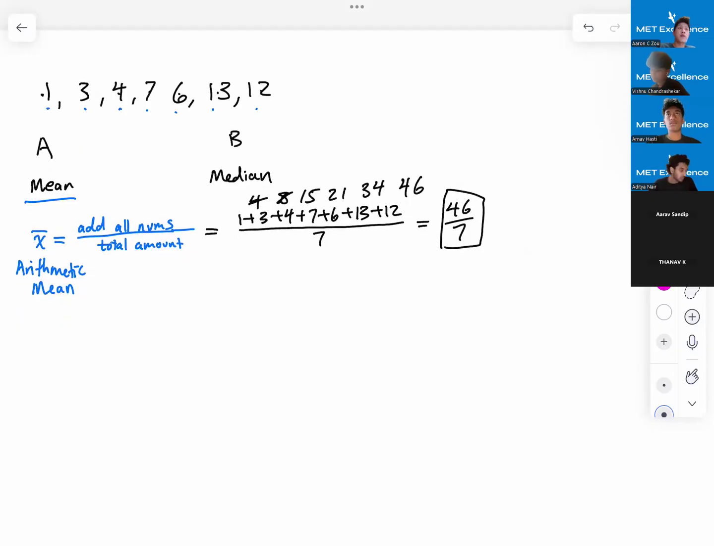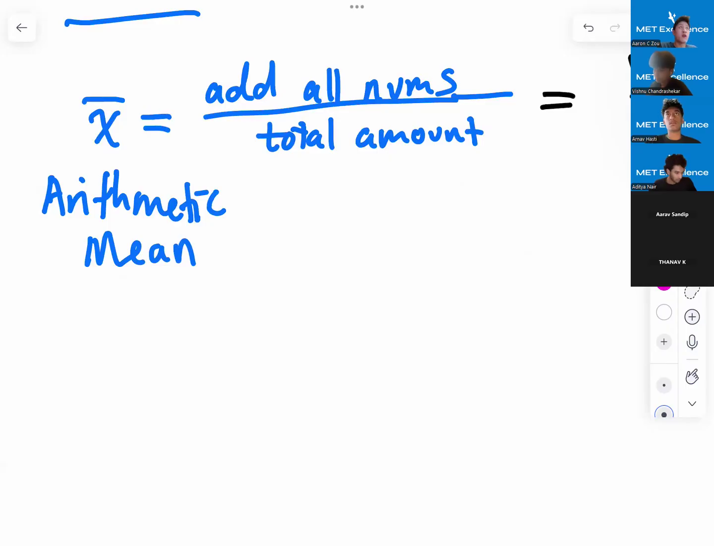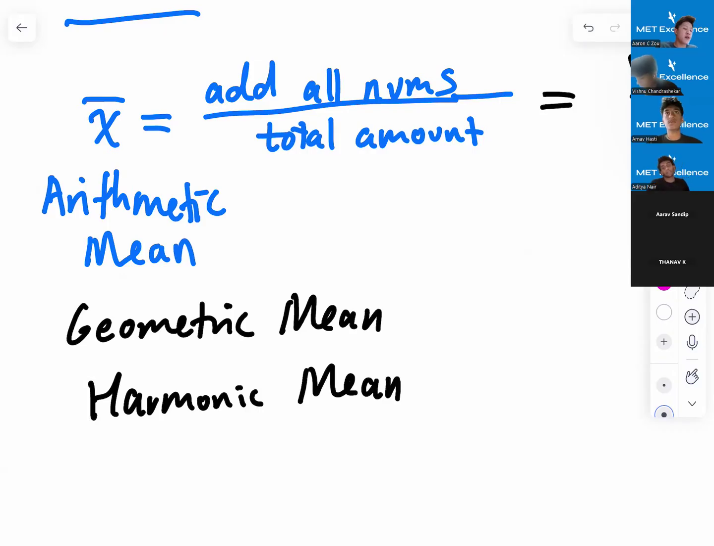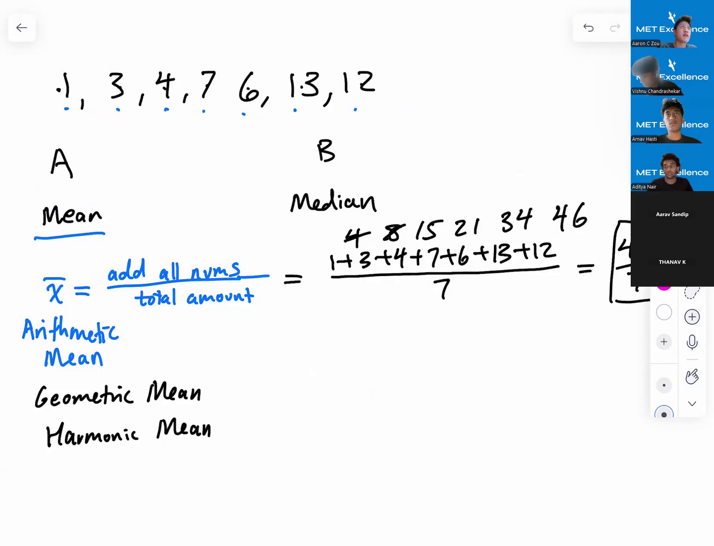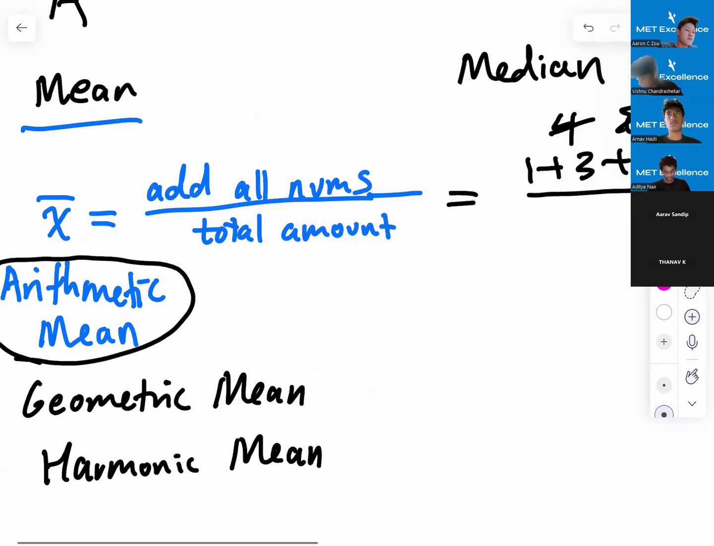When I talk about different types of means, I can just list them out for you briefly. We went over the arithmetic mean, but there's also the geometric mean and the harmonic mean. We don't need to know these because they are beyond the scope of the test by far, and many people don't even know that these means exist. So when the test says average or mean, you can just assume it will be the arithmetic mean.